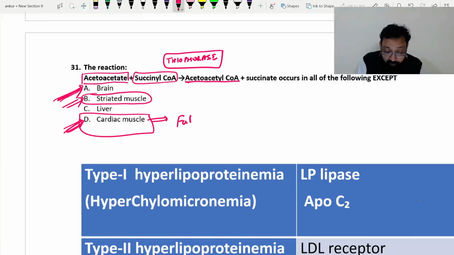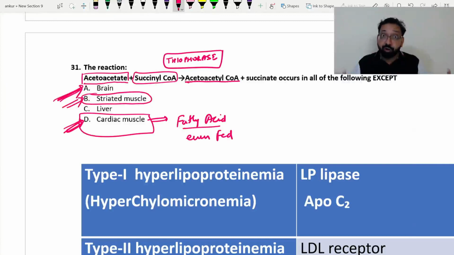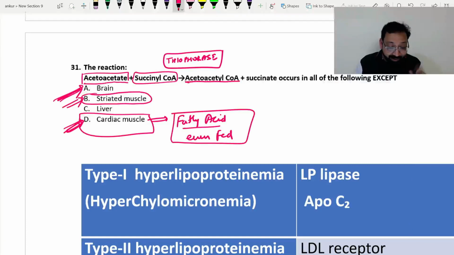This question is asked. Fatty acid even in fed state means when you are having sufficient amount of glucose, even then our heart utilizes fatty acid. You have heart, because it utilizes fatty acid even in fed state.